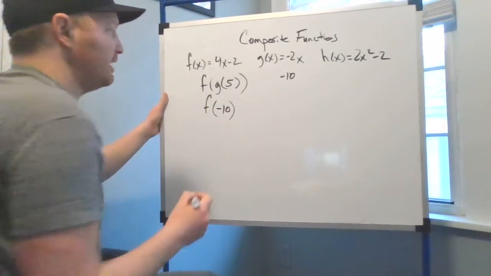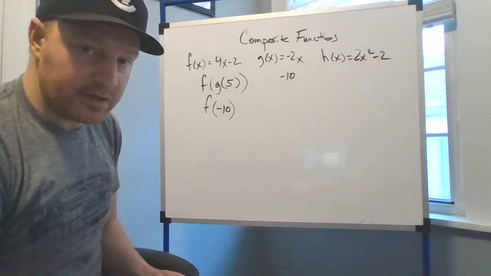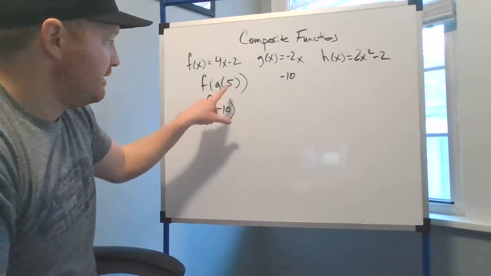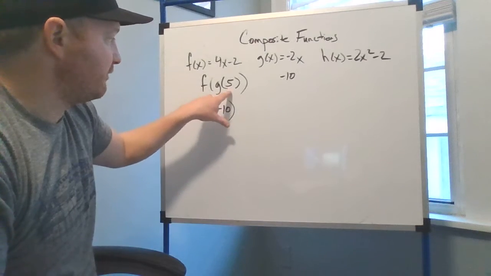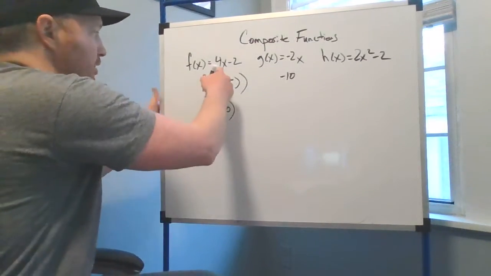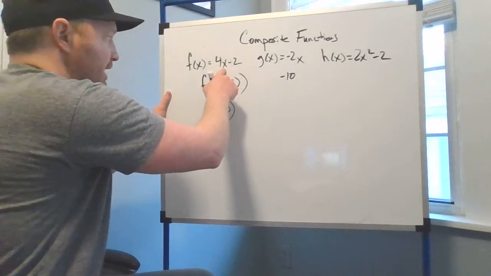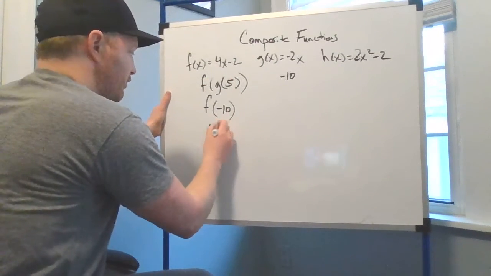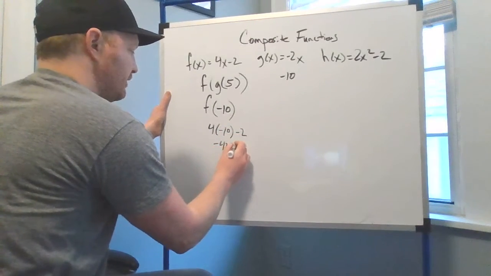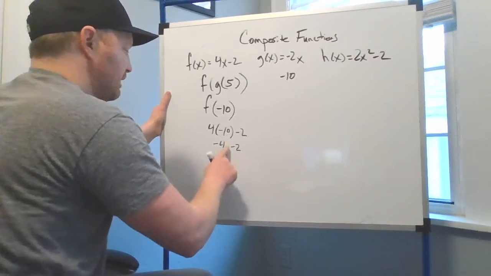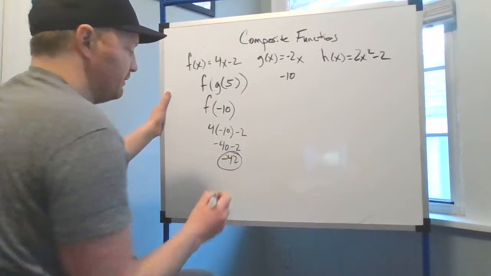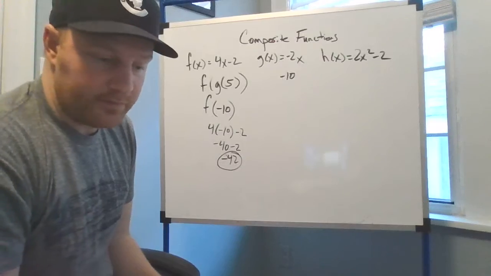And this is how I want you guys to write your work so that you organize yourself and you can, again, show thinking and not rush through this stuff. The negative 10 was the answer from this. Now this is the input for the f of x function. So I can go ahead and do my work. I input negative 10 for x. So I get 4 times negative 10 minus 2, negative 40 minus 2 is negative 42. And that's all you do, okay?